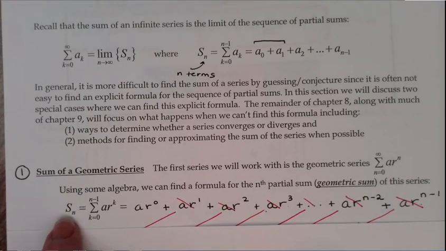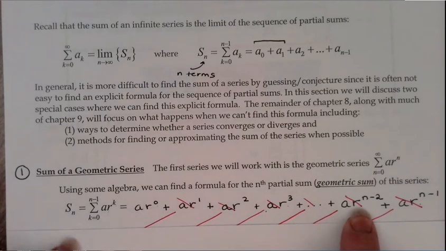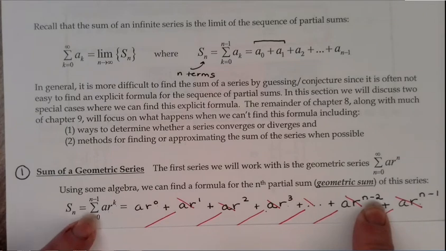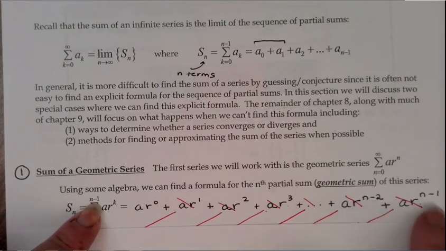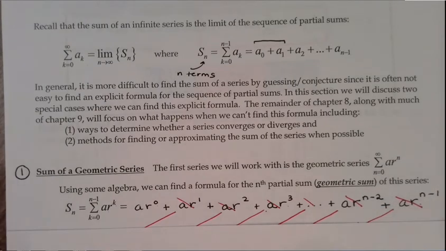And here we go. The nth partial sum, as k goes from 0 to n minus 1, of a times r to the k, could be written as a times r to the 0 plus a times r to the first plus a times r to the second, and so on and so on. And my last couple of terms would have an r to the n minus 2, and then finally an r to the n minus 1.